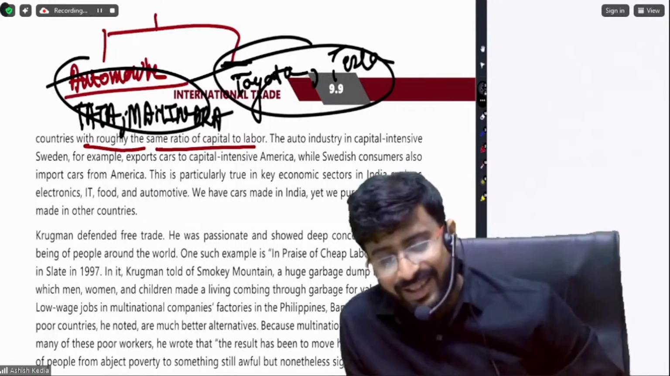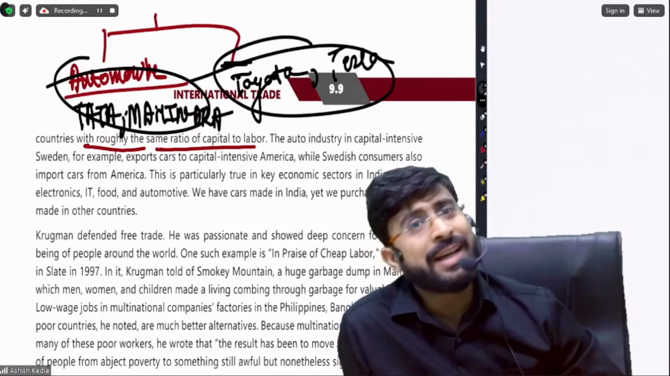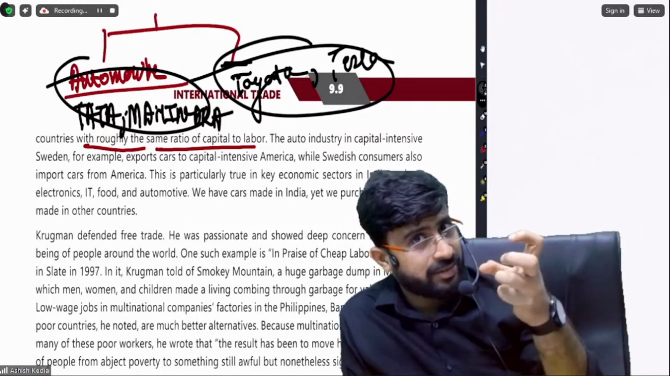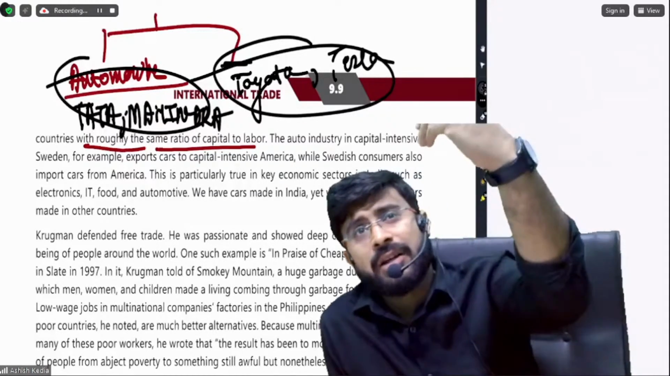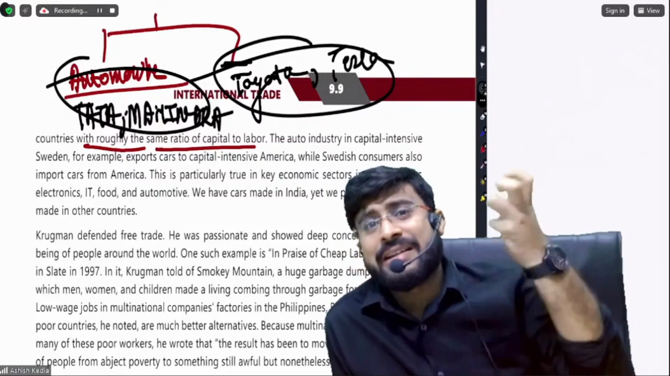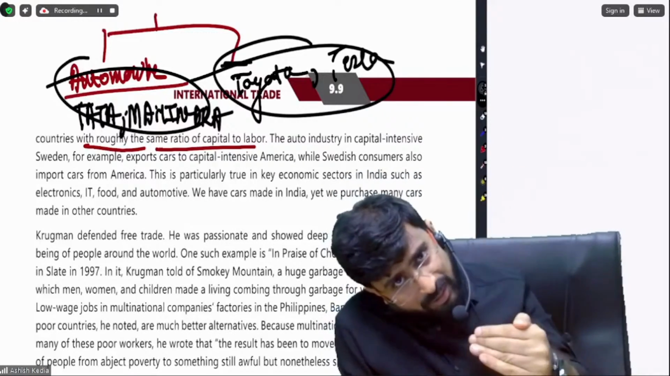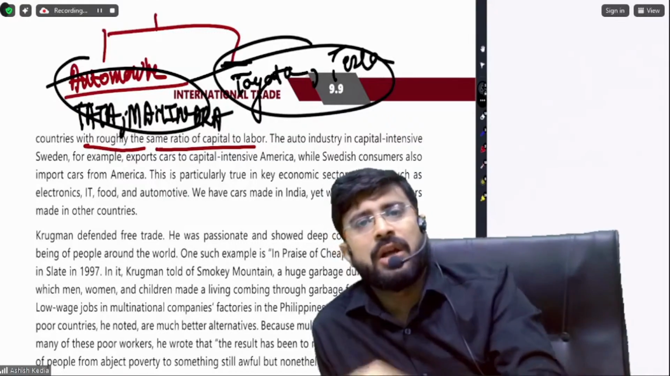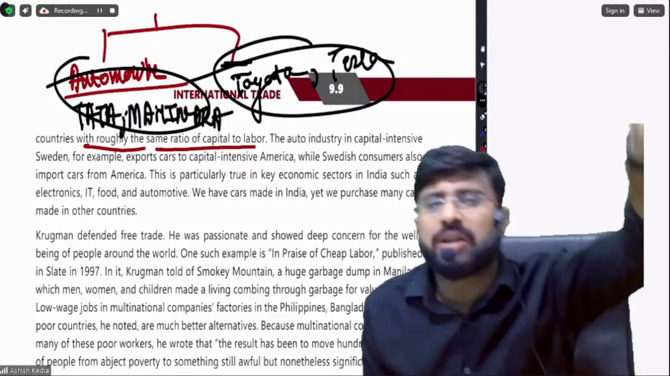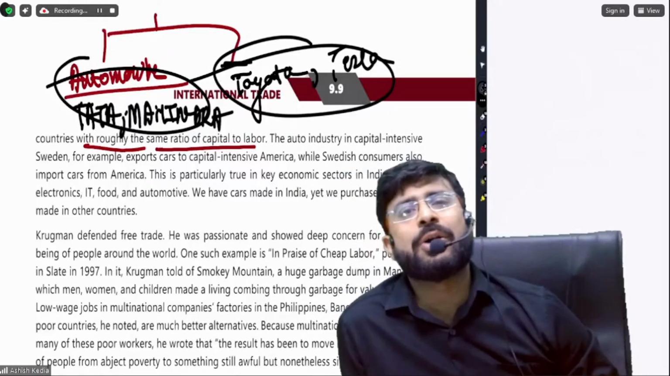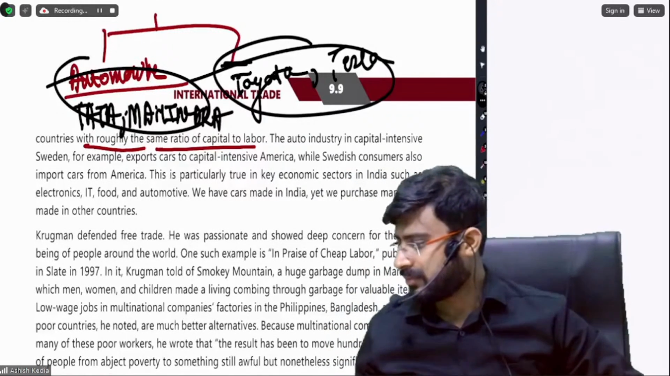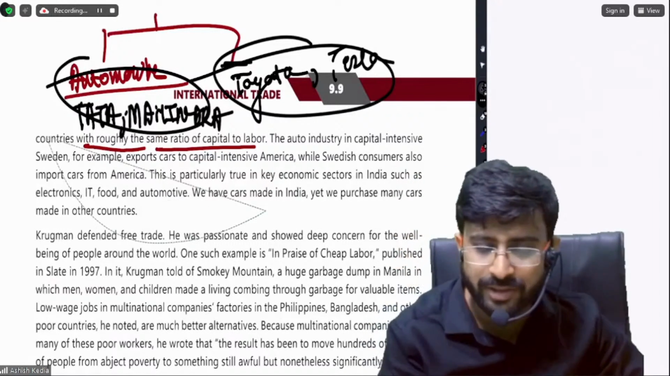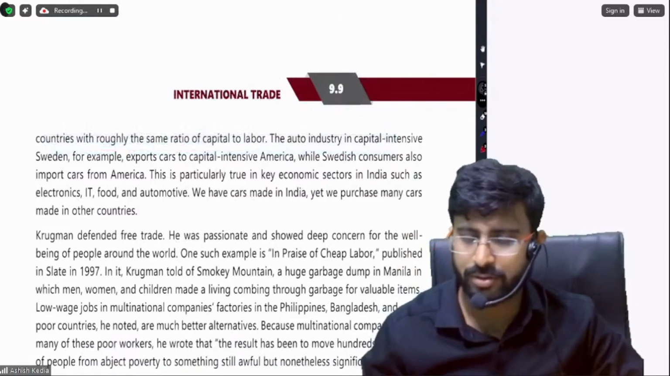So in reality, something else is happening. While logically, India should only be importing machines and exporting labor, because India is labor rich and other countries like America are capital rich. But in reality, even the labor-rich country is also involved in producing capital goods, and a capital-rich country is also involved to some extent in producing labor-oriented goods. Understood, friends? Yes or no?